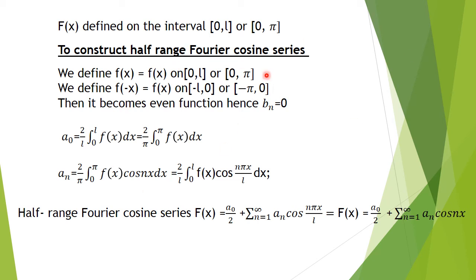So I hope you have understood the difference between L and 2L. 2L is the length of the interval and is used for the complete Fourier series. L is half of the length of the interval and is used for the half range Fourier cosine series and sine series. So it's only half of the interval. If it is defined on the 0, 4 interval, it means L is equal to 4 here.